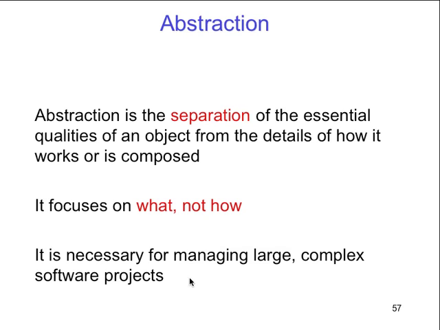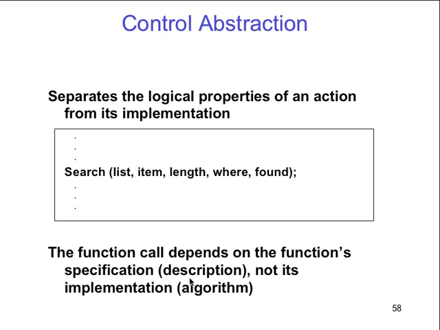Okay. So it's necessary for managing large, complex software projects. What I've been showing you so far is referred to as data abstraction. We also have the flip side of that, control abstraction. Control abstraction separates the logical properties of the actions from its implementations. So the data is the data members, the control abstraction is the member functions. It's the functionality, it's the procedures, the processes.